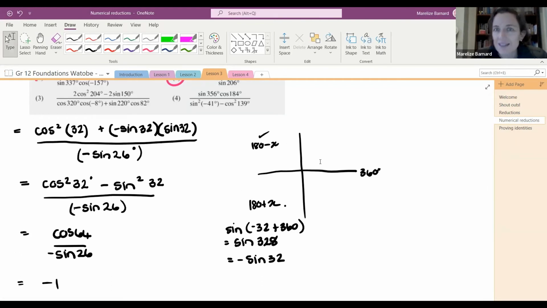I see ones and negative ones. If you are doing a -1, that is correct because it's negative sine 26 at the bottom and cos of 64. So well done if you got -1. If you got 1, just double check your answer. Okay, well done, Susisa. Looks like you got that one right.